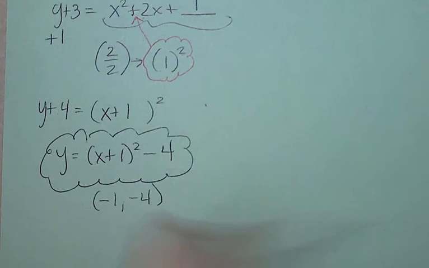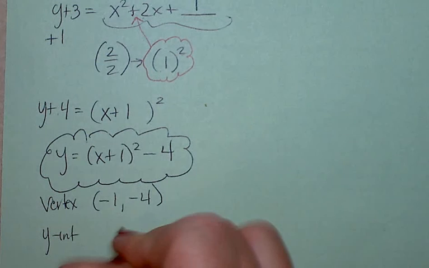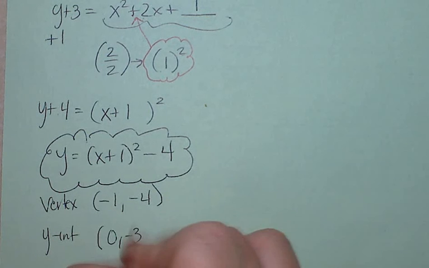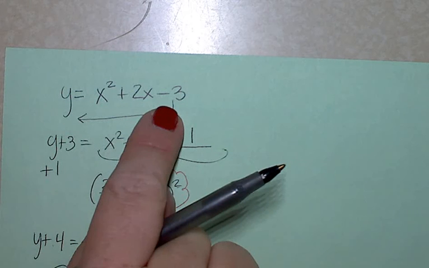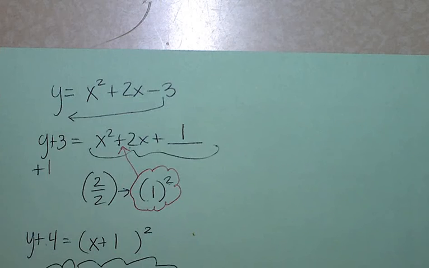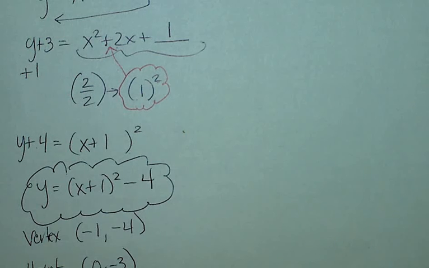And if somebody asked you to identify the y-intercept, it would be 0, -3, and you could find that by looking at the original equation in standard form. Red cup, green cup with your understanding so far of this. Okay, the next question is to rewrite this in factored form.